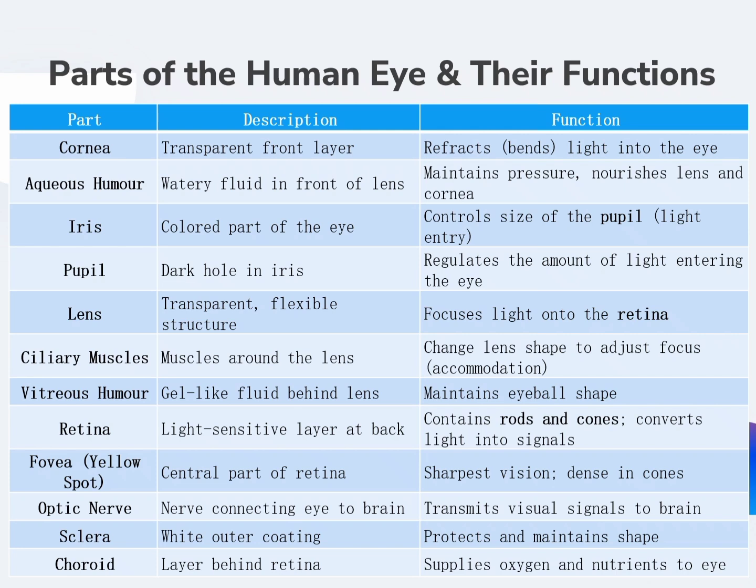The retina is the light-sensitive layer at the back of the eye, containing photoreceptors called rods and cones, which convert light into signals. The fovea, also known as the yellow spot, is the central part of the retina, responsible for the sharpest vision because it's dense with cones. The optic nerve connects the eye to the brain, transmitting all these visual signals. The sclera is the white outer coating that protects and maintains the eye's shape. And finally, the choroid is the layer behind the retina that supplies oxygen and nutrients to the eye.